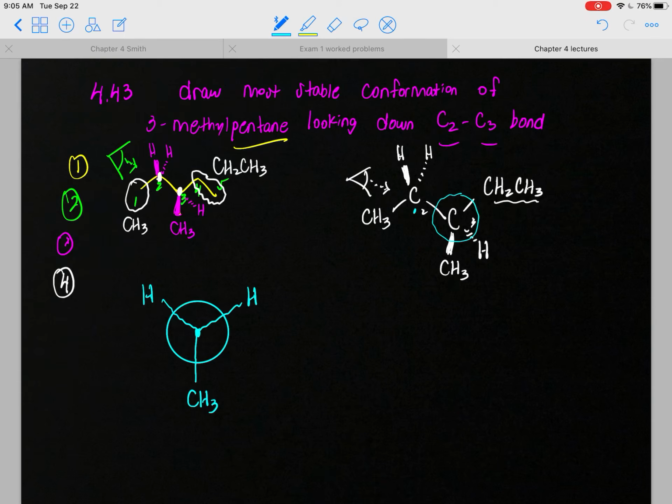The back carbon is represented by the open circle, and we draw bonds coming to that open circle. So going up in the back is this ethyl group, and to the right, coming out of the board in this representation, if we look down that bond, it's going to the right, it's a CH3 group, okay, and then to the left is a hydrogen, okay.